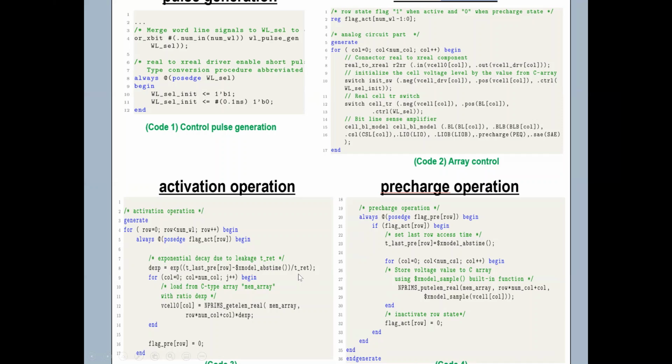After the row operation is completed, the pre-charge command is issued. We need to put the final cell voltage level back to the external array again. By using a built-in sample function, we can get the final voltage after the activation process. We update this value to the C array. This process represents the pre-charge operation.